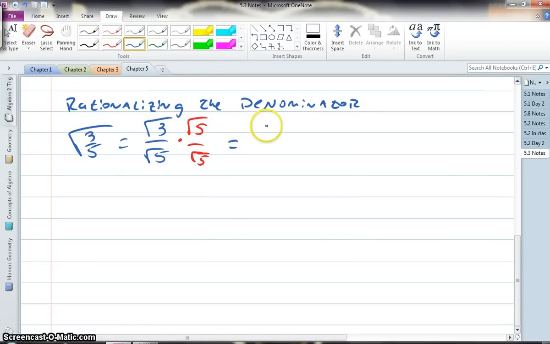So root 3 times root 5 is root 15. And root 5 times root 5 is root 25, or a root times the root, as long as it's the same number, is always itself. So root 25 would simplify to 5. Now, if you could, you would break down 15, but you get 5 and 3, and you get stuck. So you can't go any further than that. So root 15 over 5 is an acceptable answer. We no longer have a square root in the denominator.